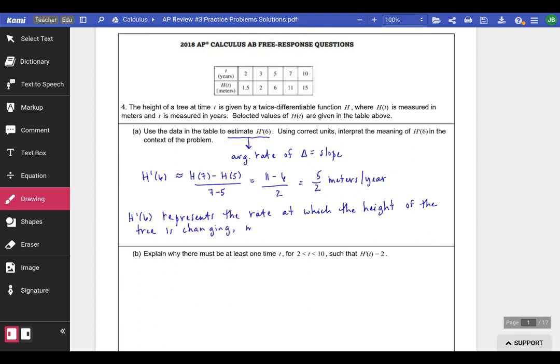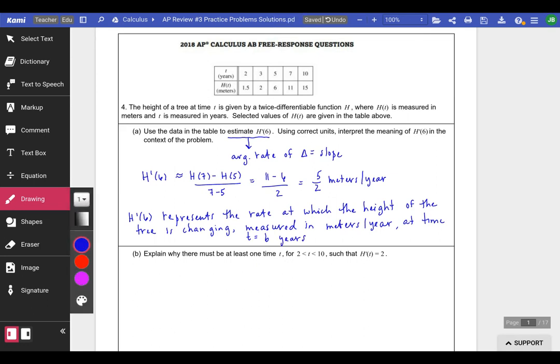We're going to give units for that, so measured in meters per year. And then we have to give the time: at time t equals 6 years. Okay, so for scoring on this exam, they gave 1 point for the estimate and then 1 point for a correct interpretation.